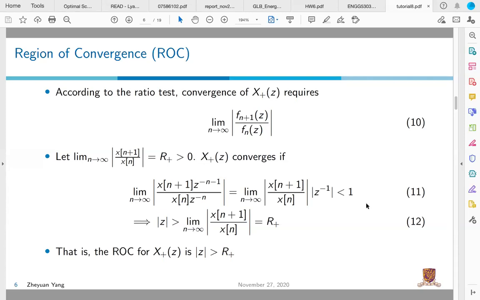And we substitute the f_{n+1}(z), which is equal to x[n+1] z to the power minus n minus 1.